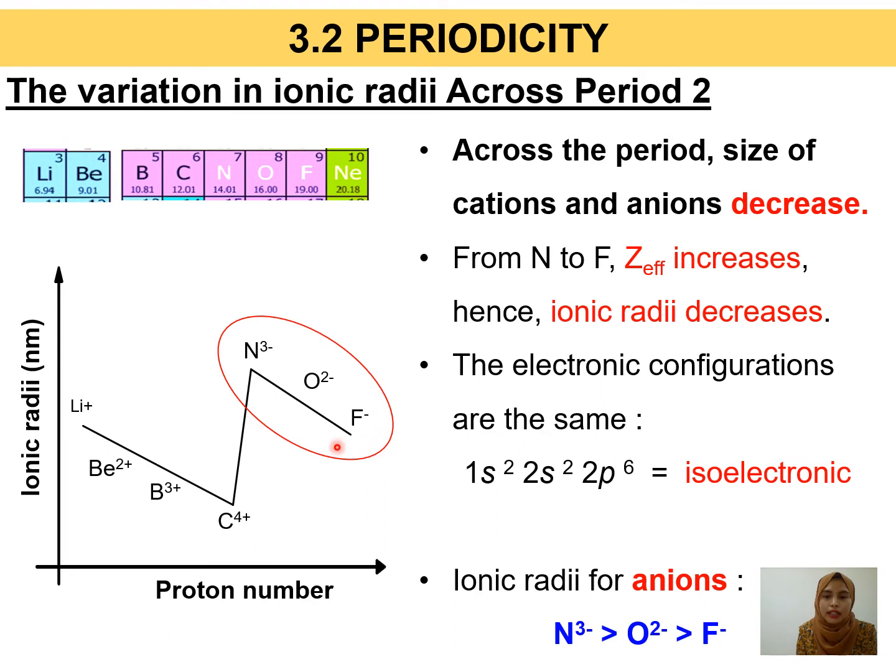The electronic configurations are the same; they are all isoelectronic. So if you want to arrange the ionic radii, you have to start from N3-, because N3- is bigger than O2-, and O2- is bigger than F-. Why? From N to F, proton number increases. When proton number increases, Zeff increases. When Zeff increases, ionic radii decrease. That is how you explain it.